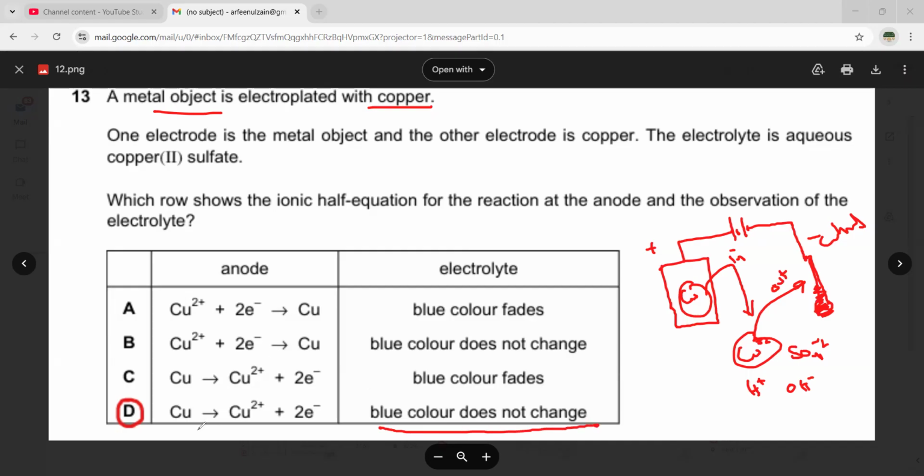And what happens at the anode? The copper atom loses electrons, turning into a copper ion. That's why D is a valid option here.